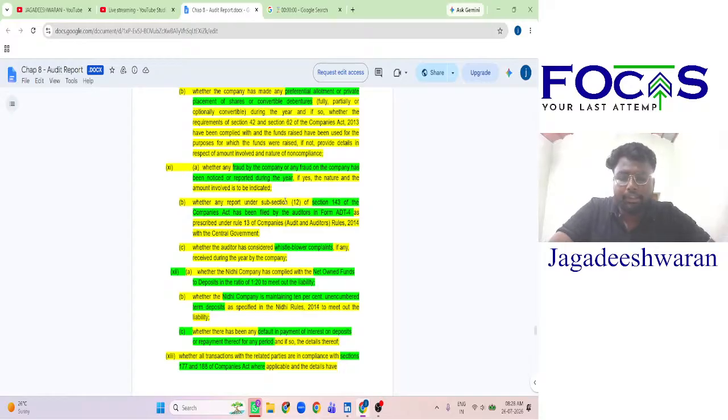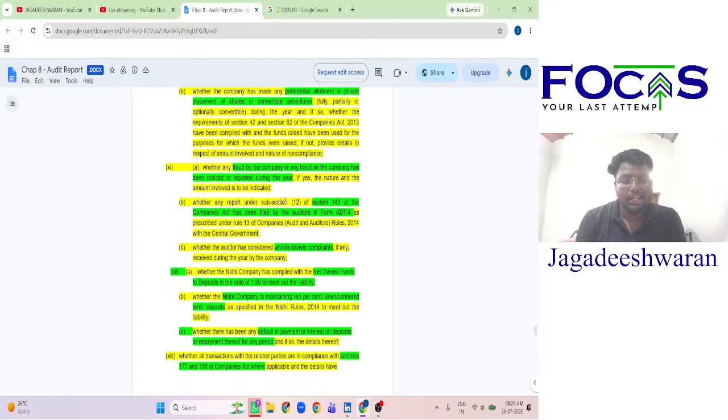So if we have filed any report with auditors in ADT 4, we have to mention that also. So what is ADT 4? ADT 4 is fraud committed against the company. So அது வந்து auditor க்கு report பண்றதா is what ADT 4. So whether any report under subsection 12 of section 143 of the Companies Act has been filed by the auditor in the form ADT 4. ADT 4 la auditor file பண்றாரு, ஏதாச்சும் fraud that he has found அப்படின்னா that also we need to provide.